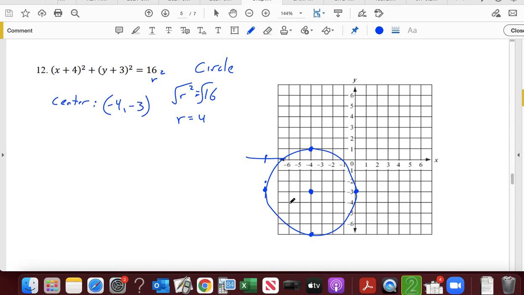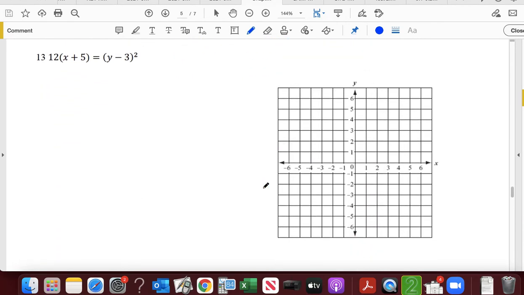All right, so there's our circle. It's graph, center, radius. We're good to go. All right, on to number 13. Okay, so this is number 13. So we've got 12 times x plus 5 equals y minus 3 squared. So 12 represents the 4p.